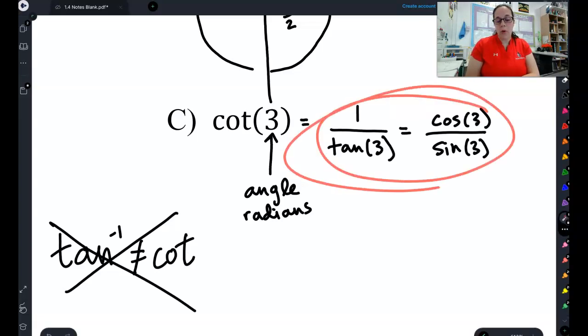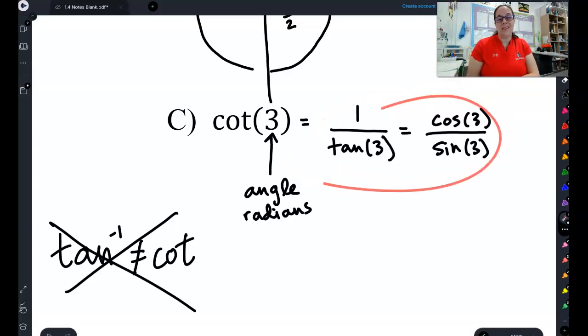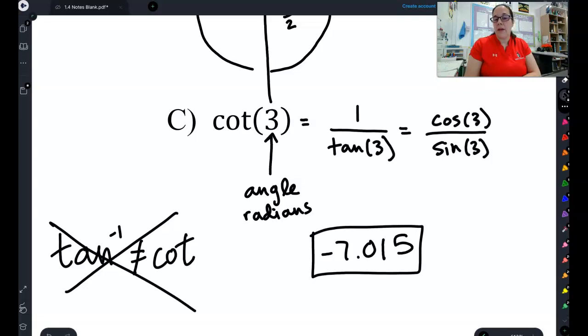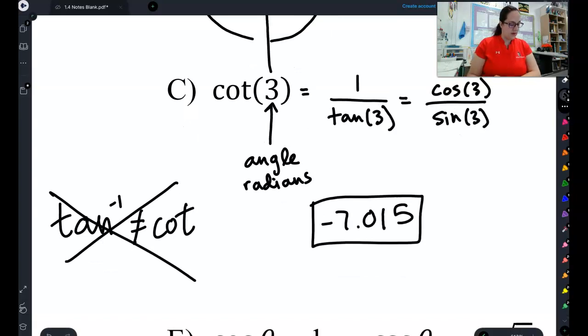And actually, both of these should give you the exact same answer. You can type either one in, and if you're in radian mode, you should get negative 7.015. And that's our answer. So that's an example of a calculator problem instead of a unit circle problem.